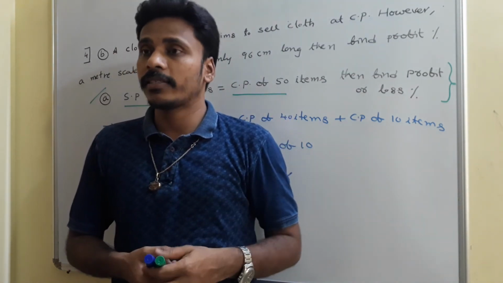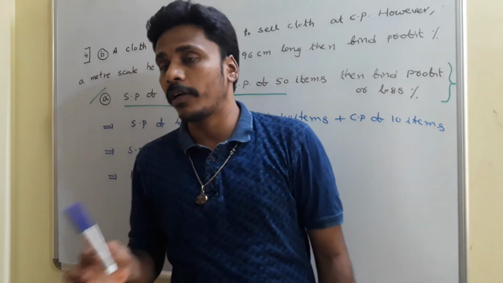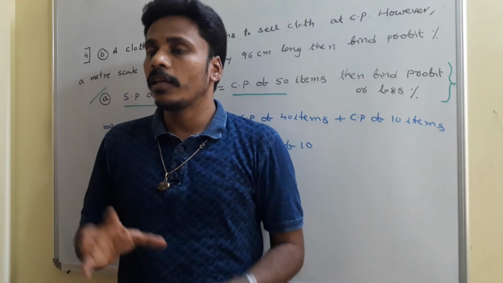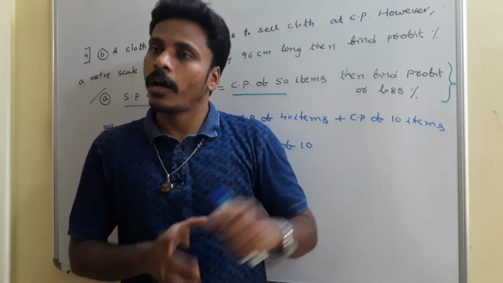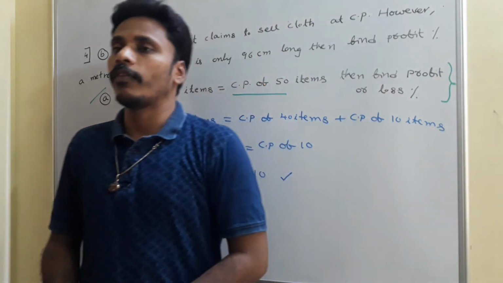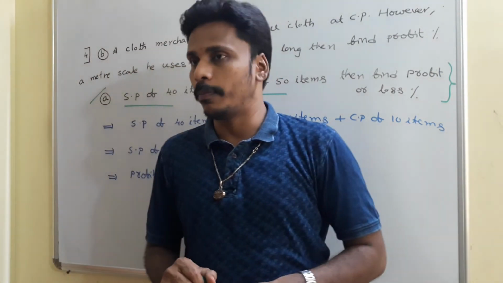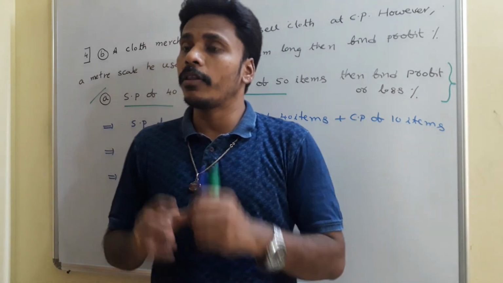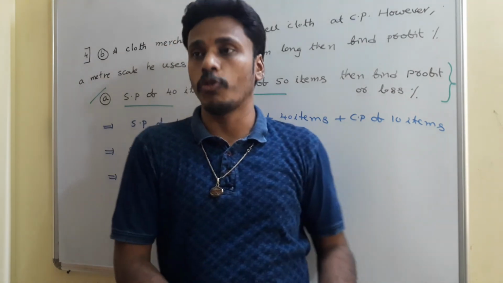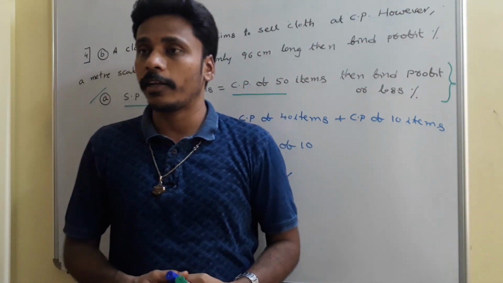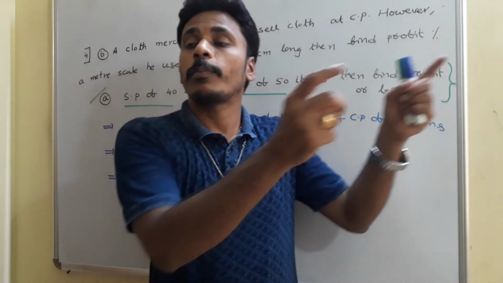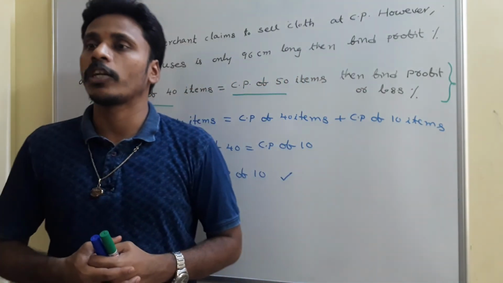Is it clear? For example, if I buy a pen for 10 rupees and sell it for 12 rupees, the profit is 2 rupees, and the profit percentage will be 20%. For example, if I buy 5 pens for 50 rupees and sell them for 60 rupees, because each pen is 12 rupees, then the profit amount is 10 rupees, but the profit percentage is again 20% only.